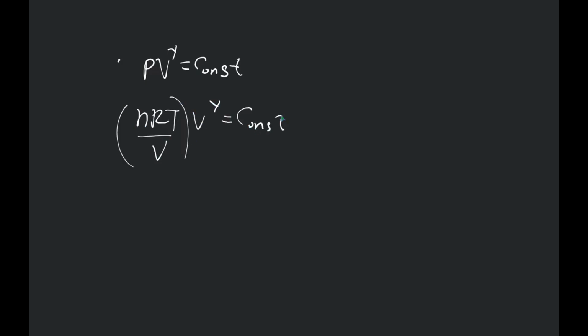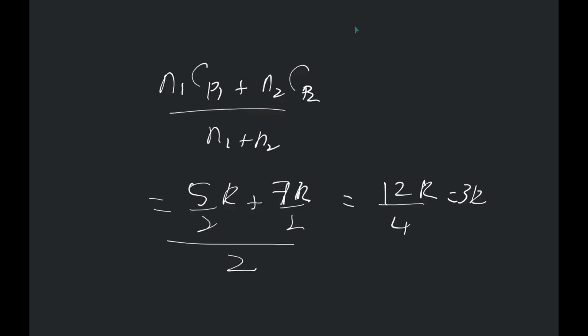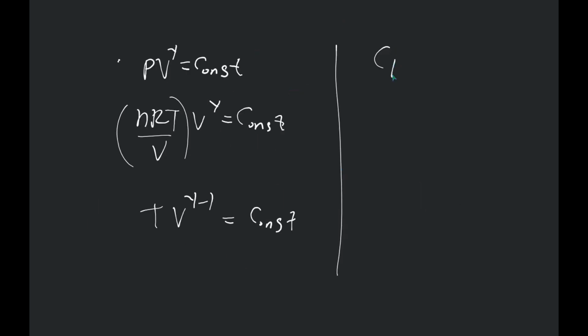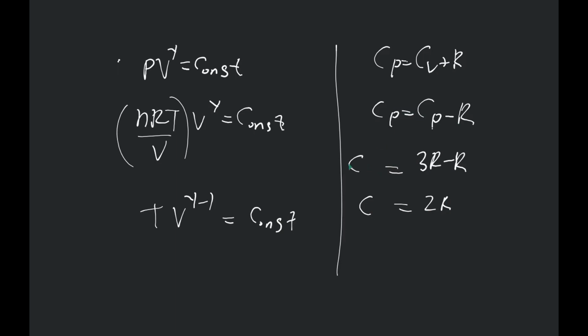I know that in adiabatic, P V raised to power gamma is equal to constant, correct? But I want to remove pressure, so I'll write P as N R T by V. V raised to power gamma is equal to constant, that must become T V raised to power gamma minus 1 is equal to constant. Now I already know the value of Cp. Cp is Cv plus R, so Cv will become Cp minus R, which is 3R minus R, which is 2R.